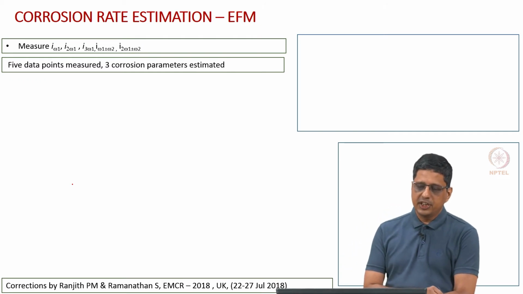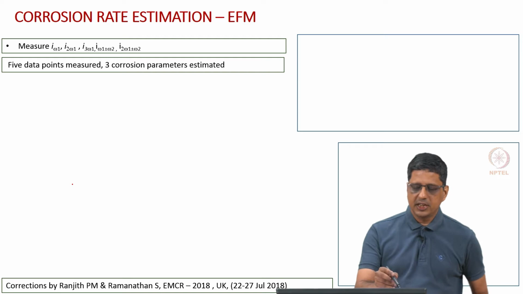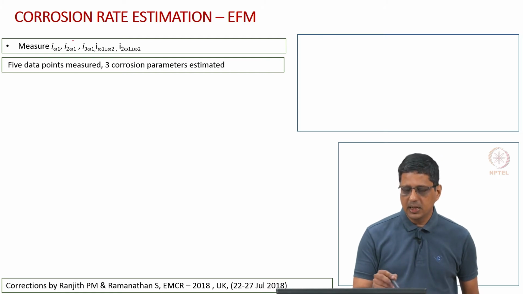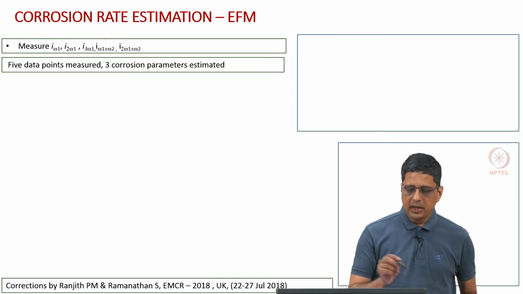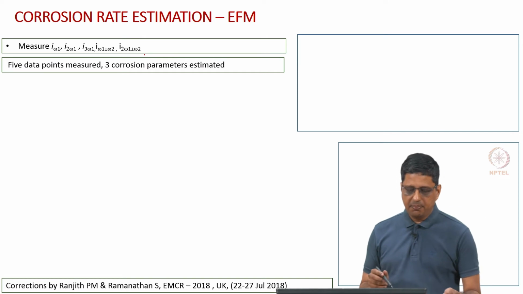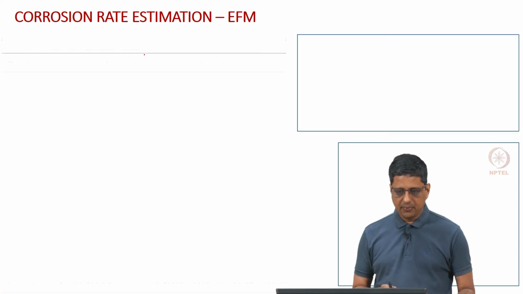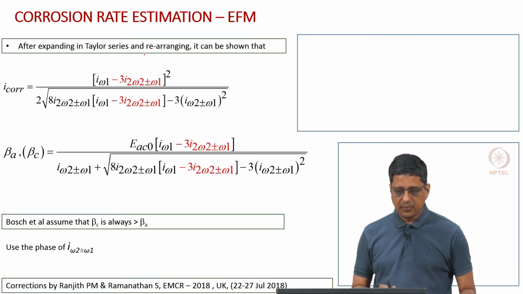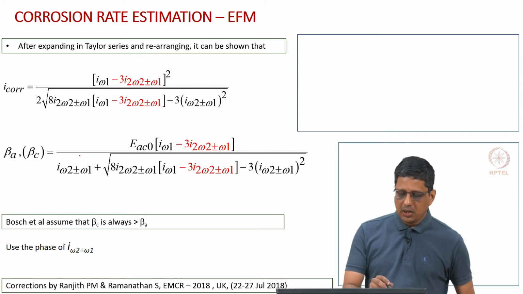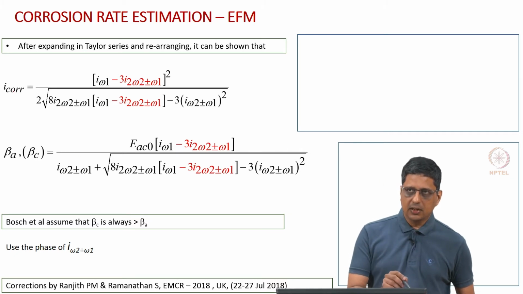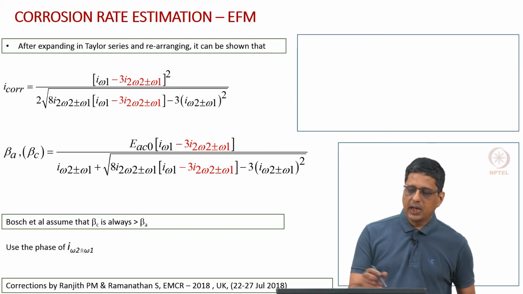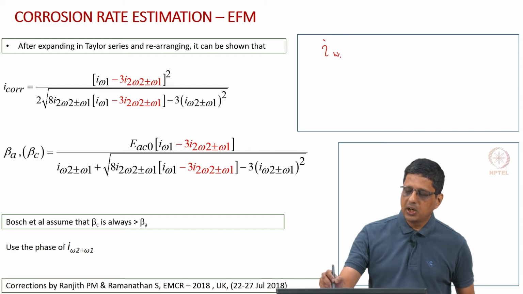Now, we measure minimum 5 data points. We measure I omega 1, second harmonic, third harmonic, and omega 1 plus or minus omega 2, 2 omega 1 plus or minus omega 2. Go back to the previous expression. Out here, if you look at ICOR, beta A, beta C, you have I omega 1, and that is supposed to be equal to I omega 2 in terms of the magnitude.